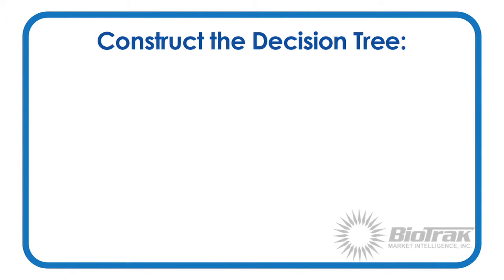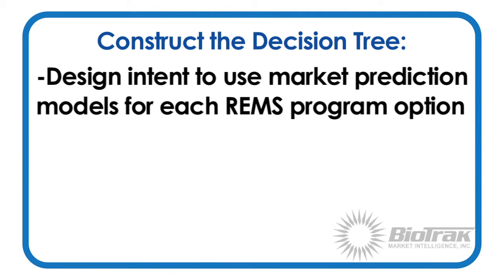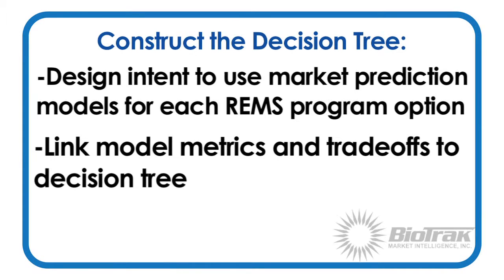Our next step is constructing the decision tree by linking it to market models. We typically design intent-to-use market prediction models for each REMS program design. That is, will a prescriber prescribe? Will a patient take the medication based on the requirements that they're going to have to go through for the REMS program? We conduct this by doing market research. We link the model metrics and trade-offs to the decision tree.